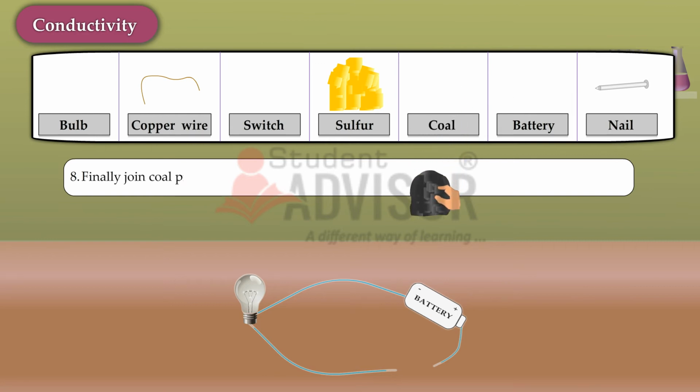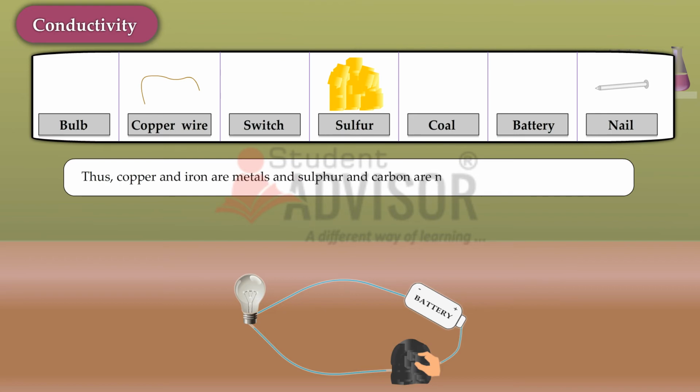Finally join coal piece in the circuit. The bulb will not glow. Thus, copper and iron are metals and sulfur and carbon are non-metals.